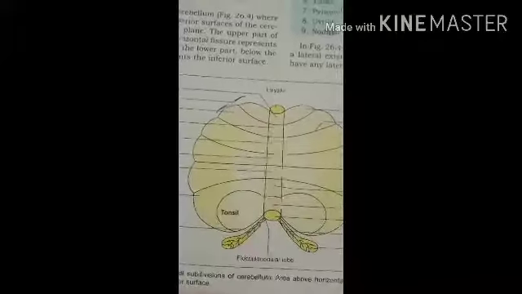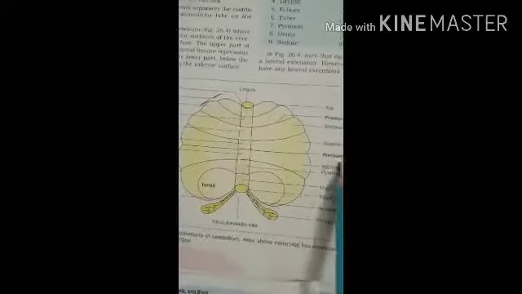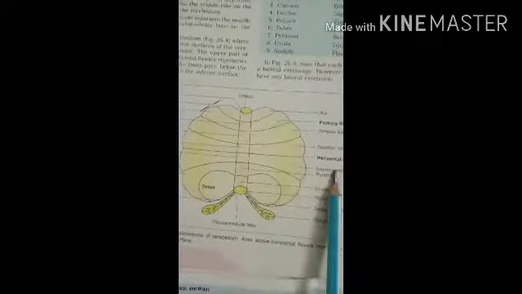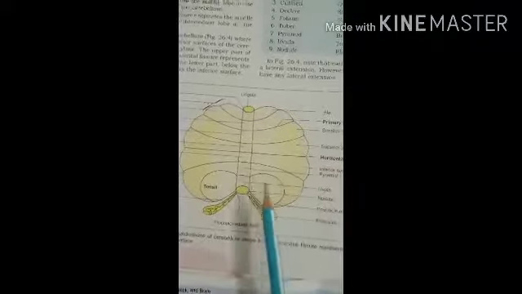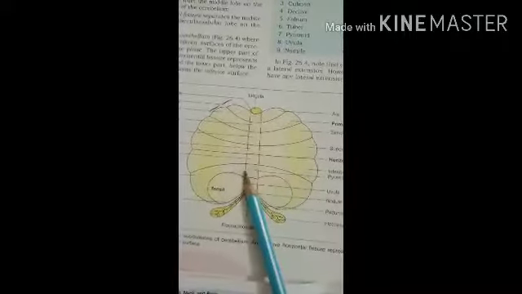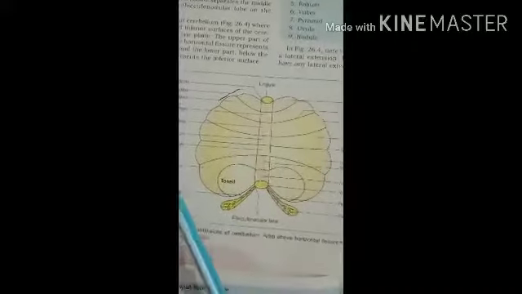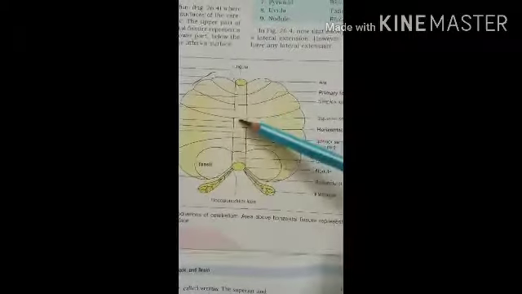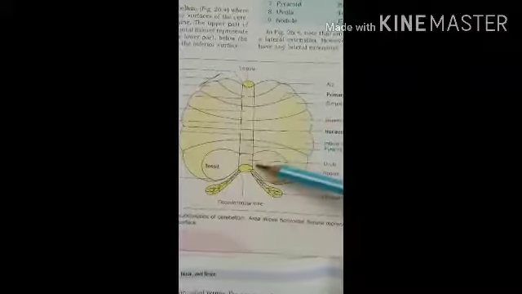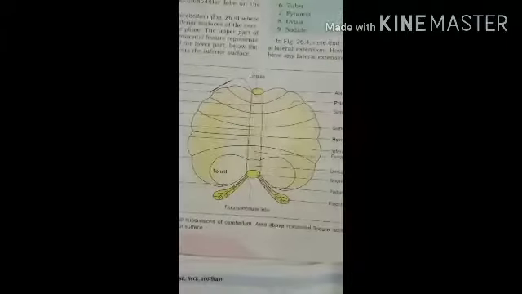First is the horizontal fissure. Here in this diagram you can see the horizontal fissure. As the name suggests, it is present horizontally. It is most conspicuous and runs along the lateral and posterior margin of the cerebellum, and it marks the junction between the superior surface and the inferior surface of the cerebellum. Because of the horizontal fissure, it divides the cerebellum into the upper part, called the superior surface, and the lower part, called the inferior surface.